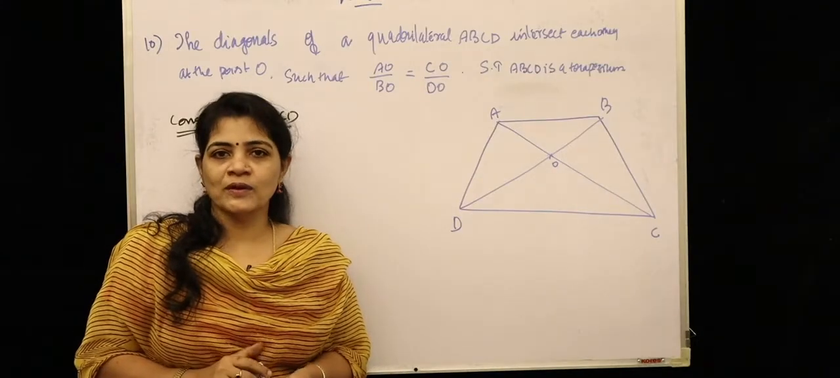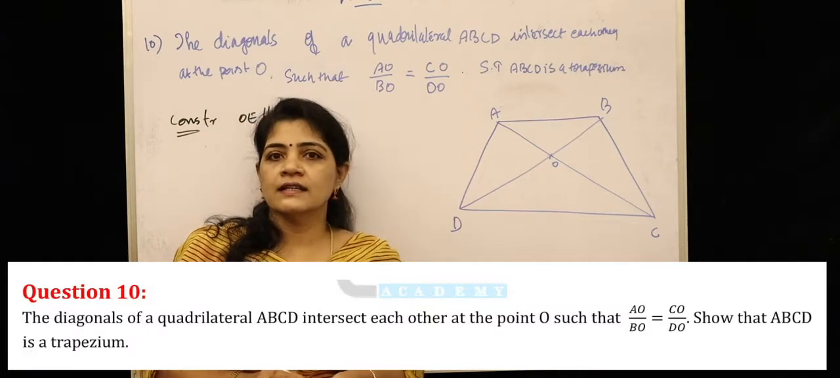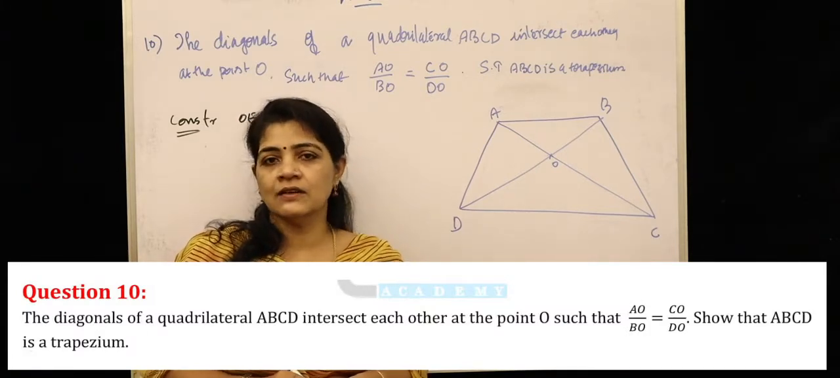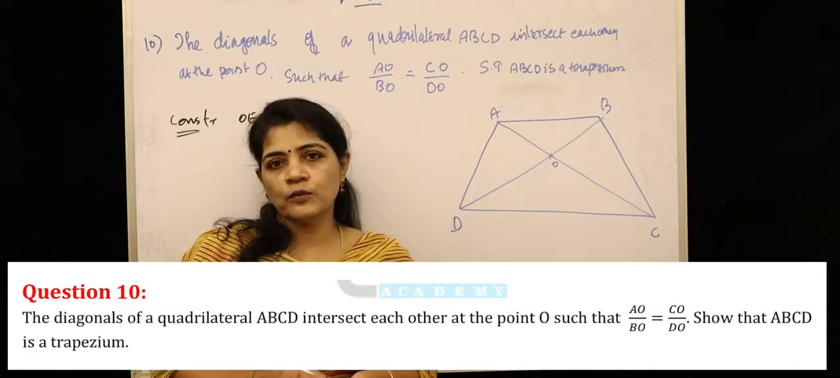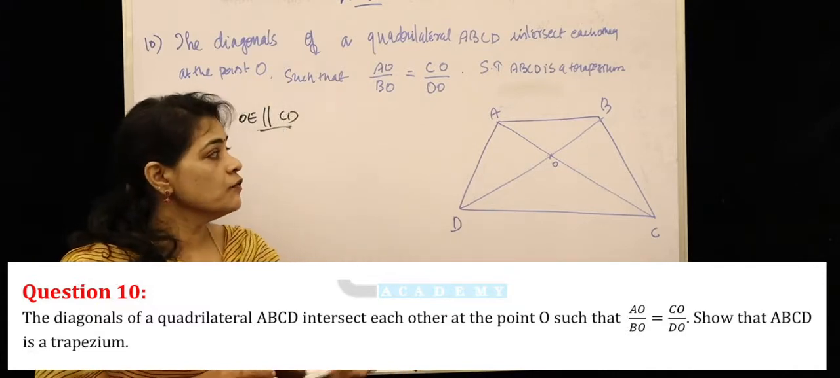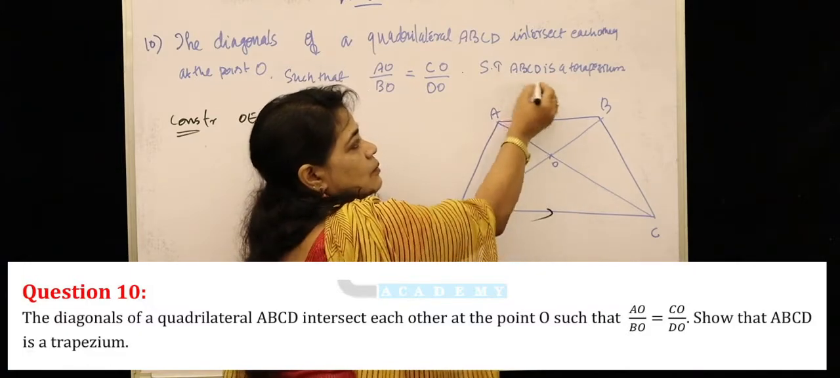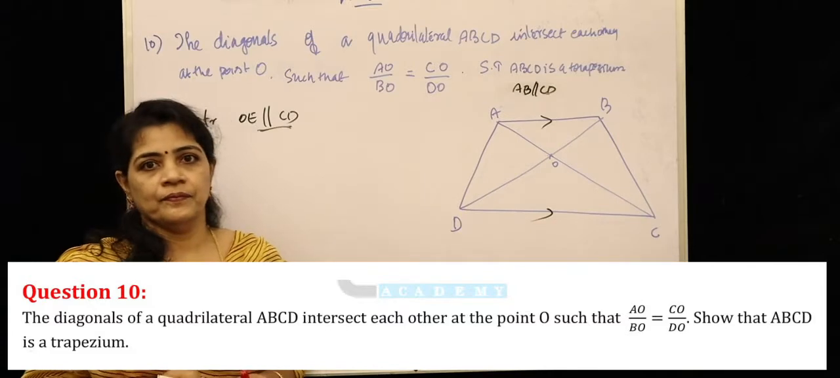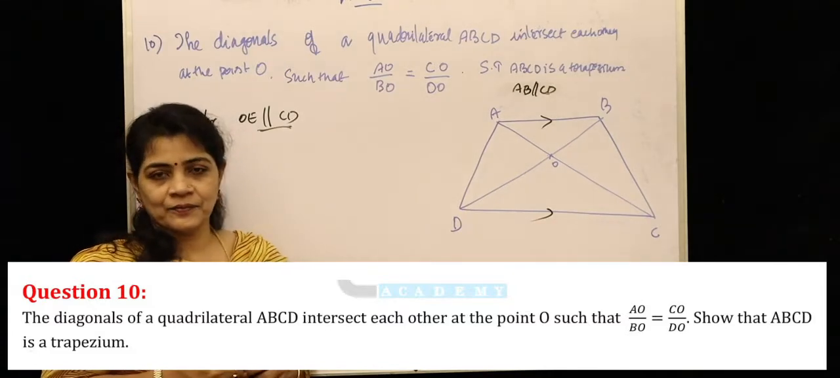Now the 10th problem. The diagonals of a quadrilateral ABCD intersect each other at the point O. We have to show that ABCD is a trapezium. Okay, children, a quadrilateral becomes a trapezium when one pair of opposite sides are parallel. That means if we can show that AB is parallel to CD, then you can write ABCD is a trapezium. So our aim is to show that AB is parallel to CD.